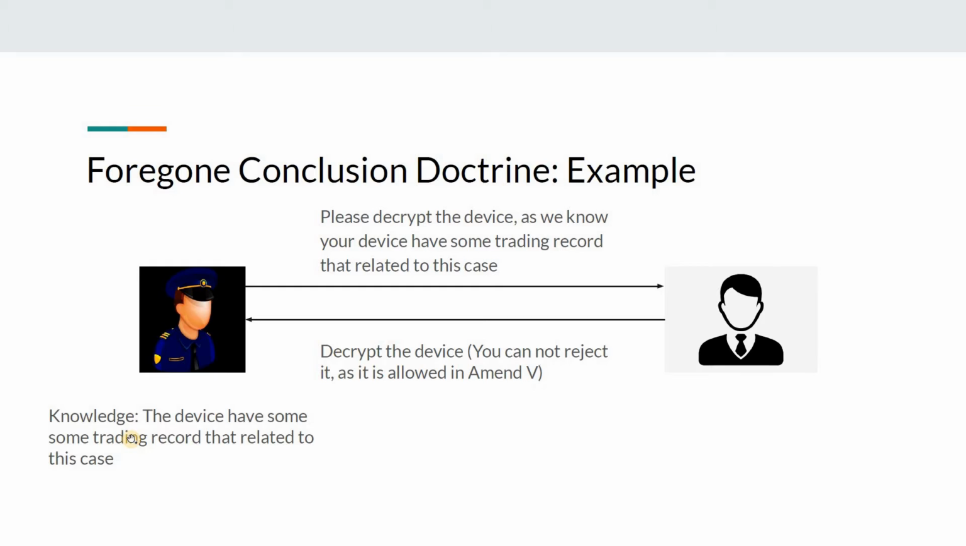From the judgment, we can say that the compelled request is acceptable if the government and police already have the knowledge, and the additional information they would learn from you is none or little. Also, this is not related to the contents of your mind, so the compelled request can be made. You can see the example here: the police have knowledge that your device has some trading records. Then they can make a compelled request to you, and you need to decrypt your device to show the trading records, and it is not protected by Amendment 5.